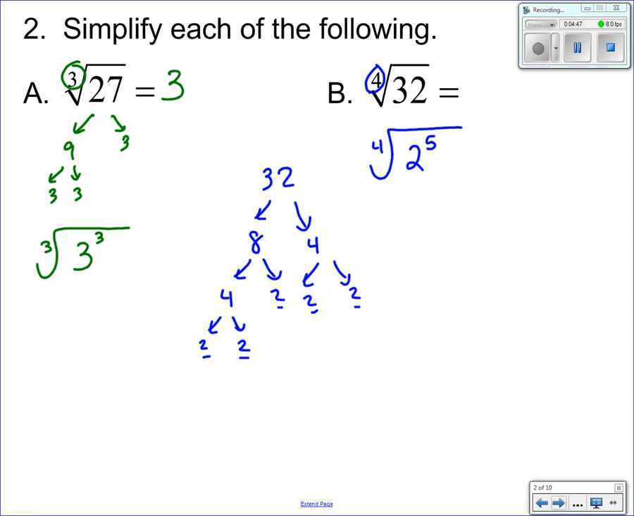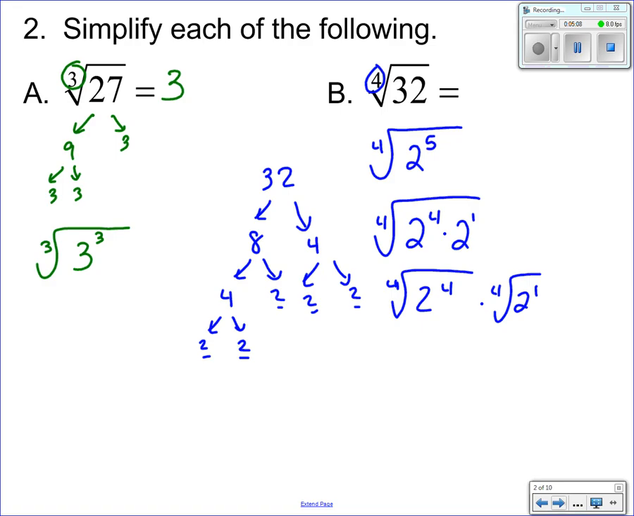But I needed 4 of the same thing, so let's look at that a different way. That's like saying 2 to the 4th times 2 to the 1st, because with the same base, I add the exponents to get 5. Well, the 4th root of 2 to the 4th times the 4th root of 2 to the first. The 4th root of 2 to the 4th is just 2. Then the 4th root of 2. I put the root kind of inside the radical sign so that it doesn't get confused with that too. So that would be our answer there.